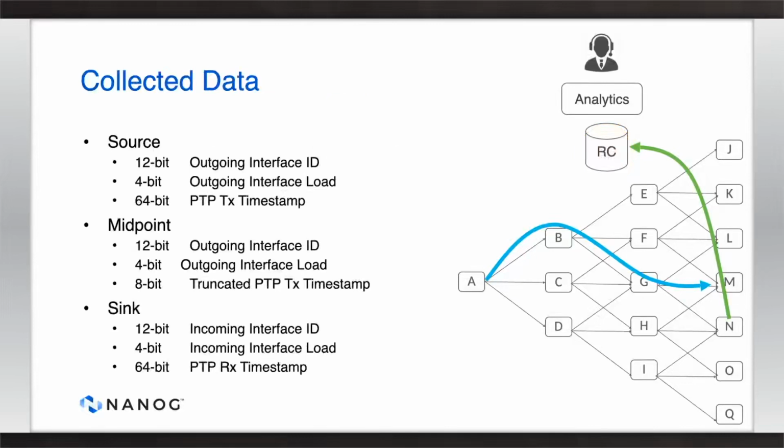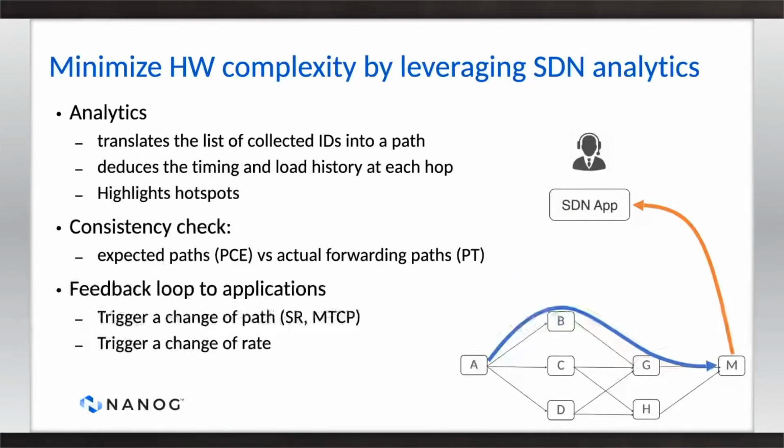And then this is an example of all the collected data. So at the source, we have the 12 bits for interface ID, 4 bits for interface load, the 64-bit PTP timestamp. Midpoint is the 3 bytes: 12 for interface, 4 for load, 8 for truncated timestamp, and the sink is pretty much the same as the source.